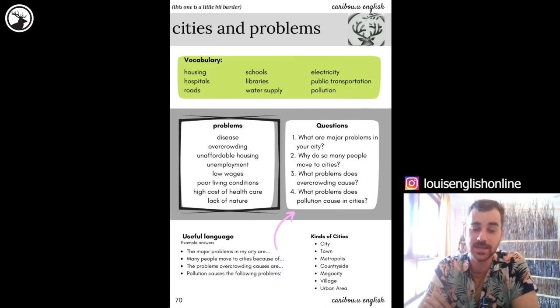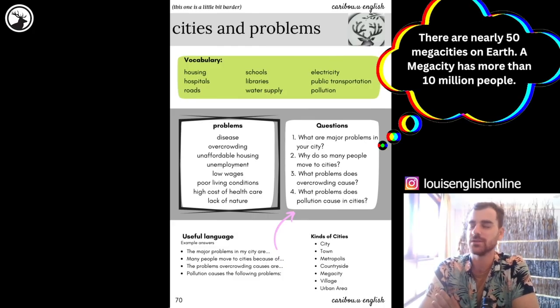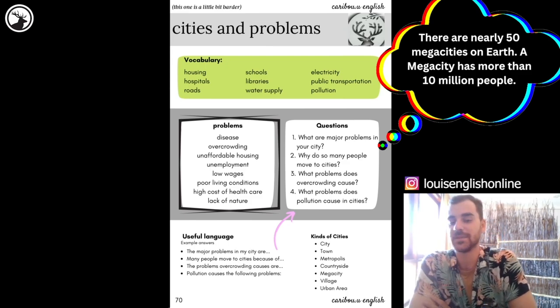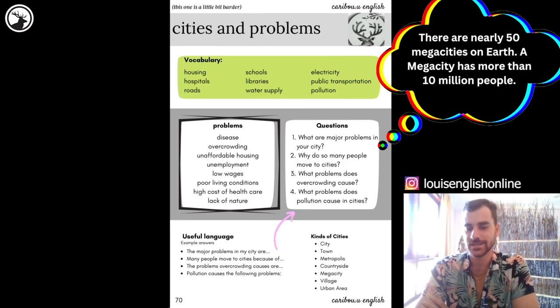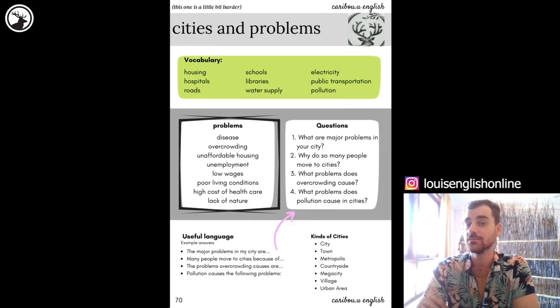And there's different kinds of cities, as you can see at the bottom of the page. So the biggest is a metropolis or megacity. Those are really big, like Shanghai or New York. And then you have a city, which is still big, but not as big as a megacity or a metropolis. And then a town and a village, those are really small, smaller cities. And then a countryside, it's mostly farm, not very populated. And the urban area is a place in the middle of a city with not much nature and a lot of buildings. That's called urban.